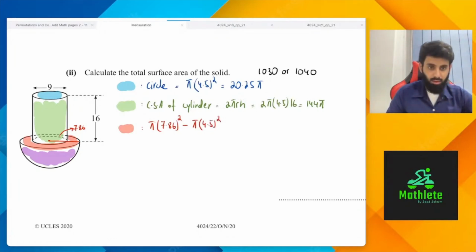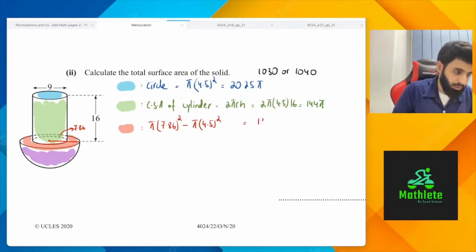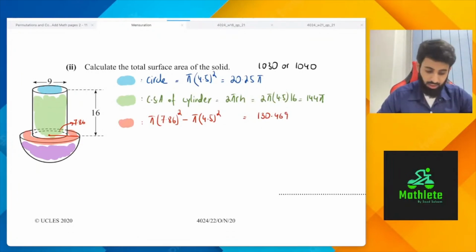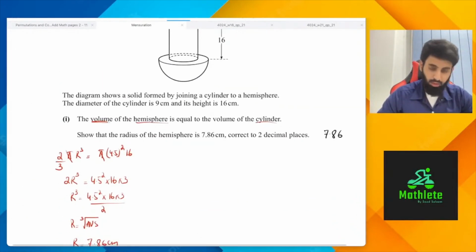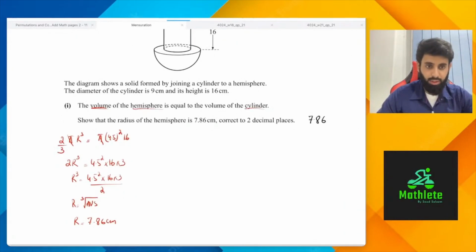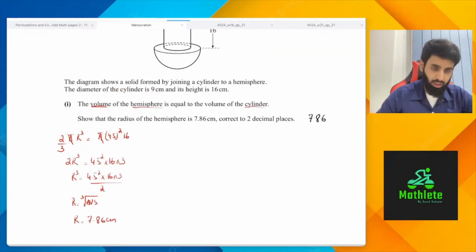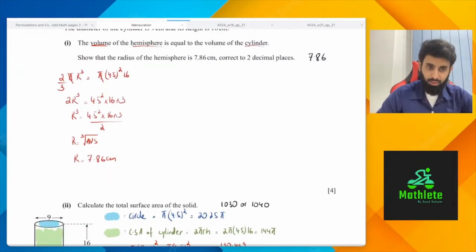So let's work this out. इसको I think sadly मुझे pi की terms में नहीं रखना पड़ेगा. 7.86 squared minus 4.5 squared into pi. Okay, so this I will have to round off. ये हो जाएगा 130.469. ठीक है. रेडियस कहाँ से आ गया? रेडियस हमने पहले पार्ट में निकाला था बेटा. We figured out the radius in the first part. Okay, I think you guys joined late. In the first part, we had to use some information to show that the radius of the hemisphere is 7.86.